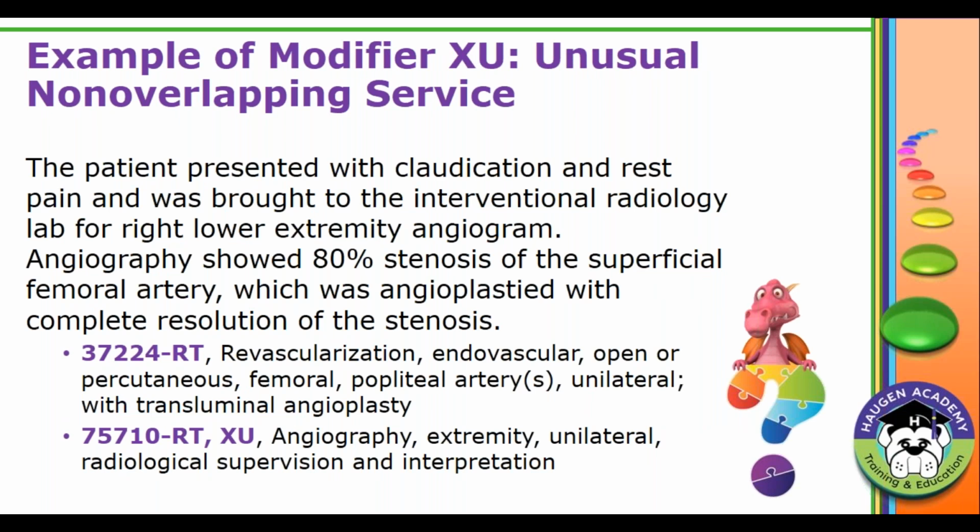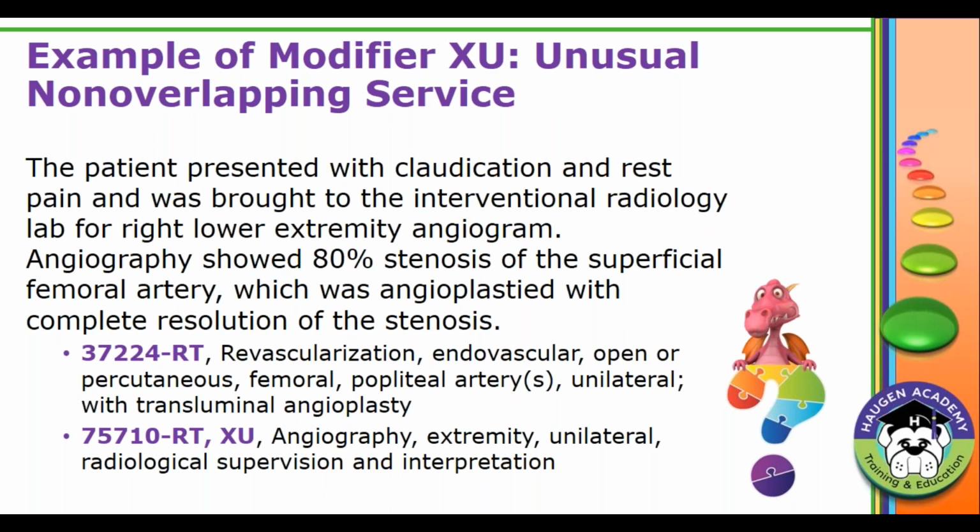An example of modifier XU, unusual non-overlapping service. I get the same question on this: what does this mean? And my answer is I don't know. But from what we have deduced in looking at examples of when to use this, this is kind of like the catch-all. So XE doesn't apply, XS and XP don't apply, XU then becomes your modifier if your payer is requiring the X over the 59 modifier.